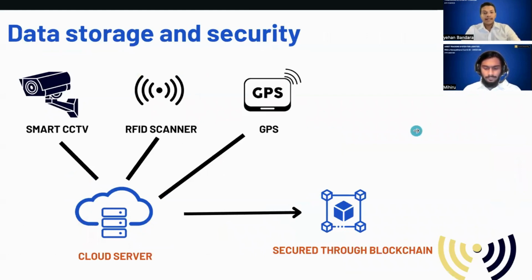So the smart CCTV, which contains the 4G SIM module, is directly connected to the cloud server, even the RFID scanner and the GPS. So the in and out of the packages, so the serial numbers of the packages that went into the lorry and were taken out of the lorry, are stored through blockchain technology.